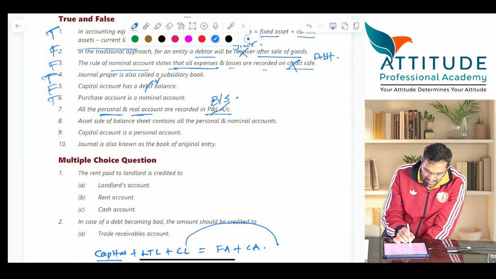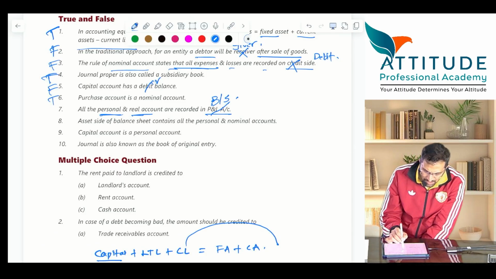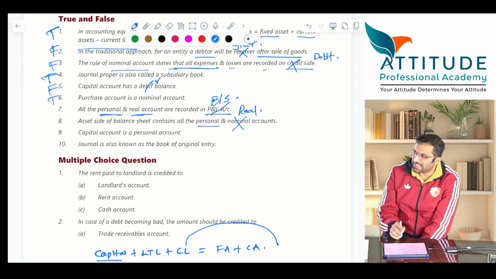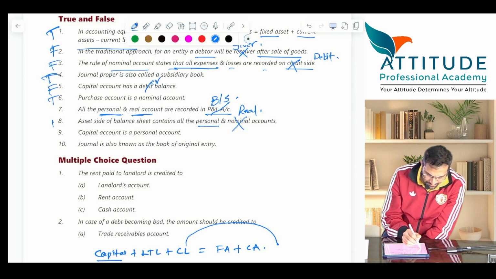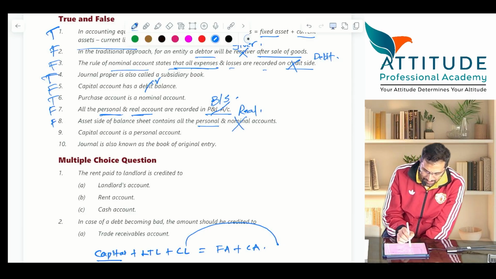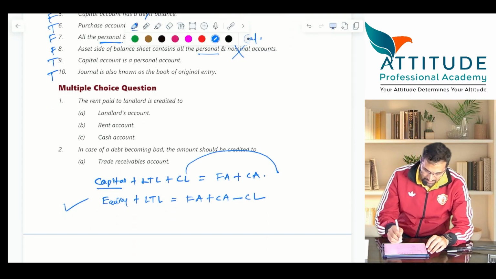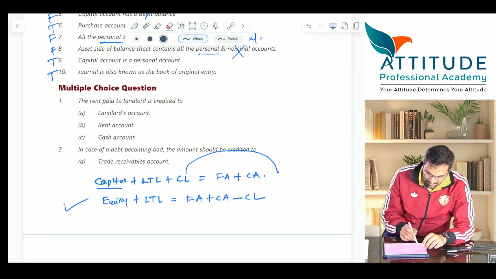Asset side of the balance sheet contains all personal and not nominal, personal and real. This I have already told you. Balance sheet asset side is always personal and real. ये भी false है. Next, capital account is a personal account. True. Journal is also known as a book of original entry. True. Clear? Next, I hope all of you have done this.